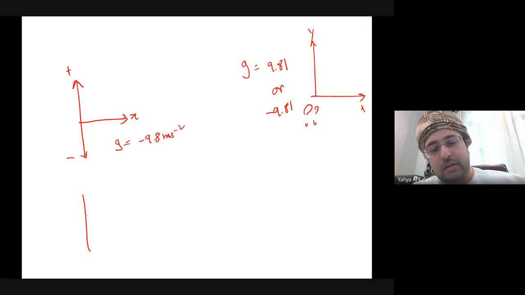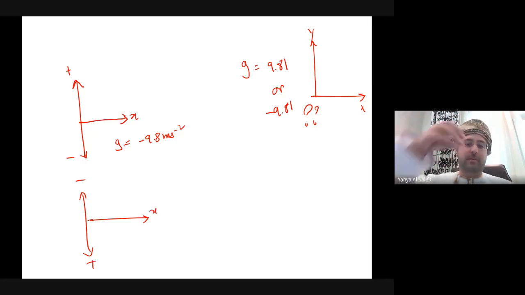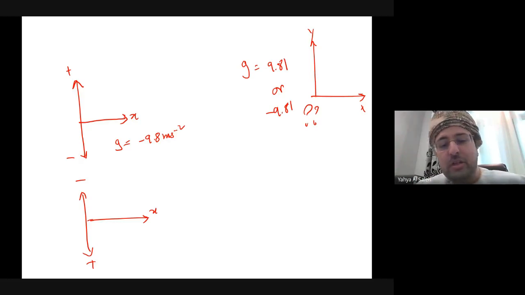Now I changed my mind. I want to call this minus and this plus. And this makes sense in a lot of problems where you are throwing stuff. It makes things easier. Now what is G? Plus 9.8.